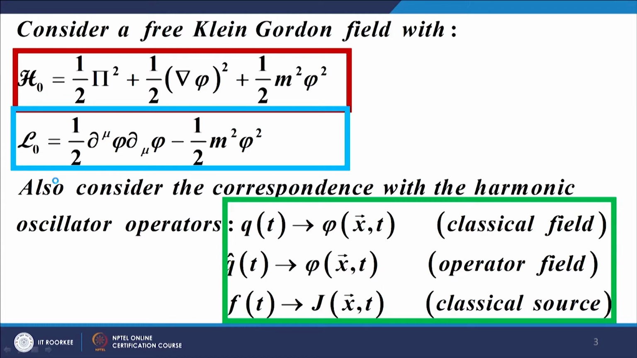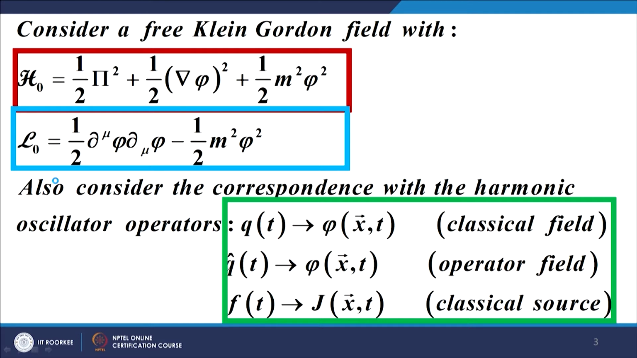So, we started with the Klein-Gordon field, the field equation, and the Lagrangian for the field, which is given in the blue box on your slide. Then we followed the prescription that was arrived at in the context of the harmonic oscillator. The correspondence between the harmonic oscillator operators and the field operators is given in the green box. The harmonic oscillator in the quantum version is essentially a 0 plus 1 dimensional field theory.